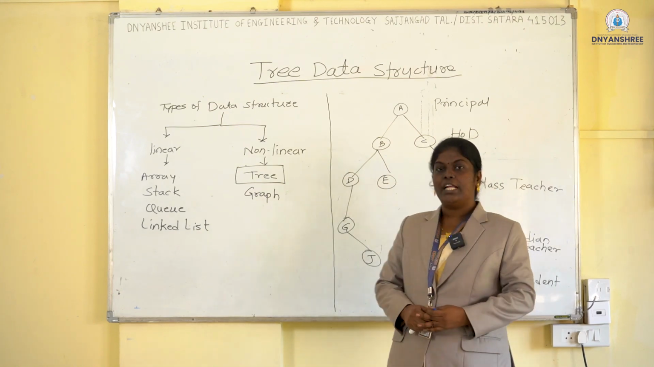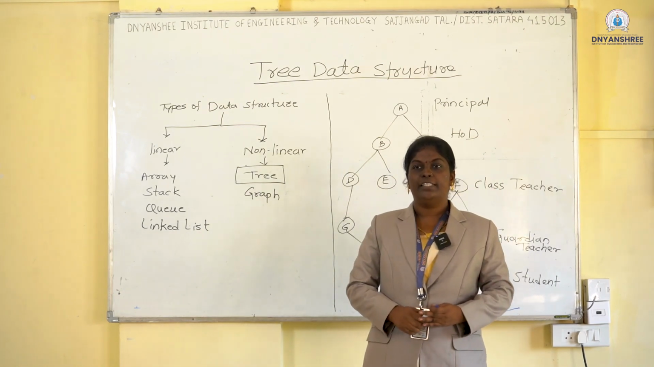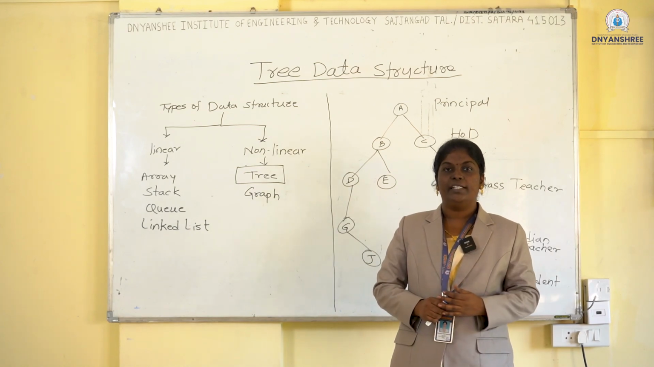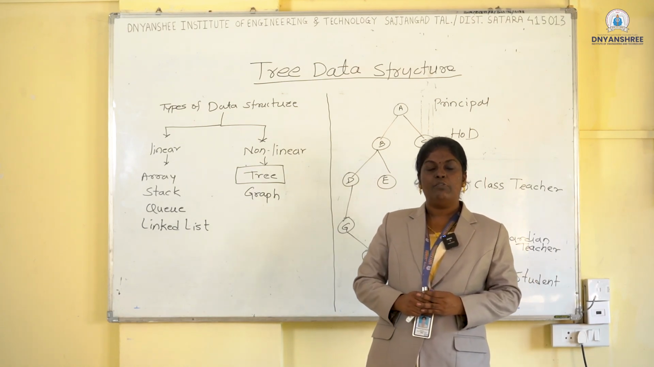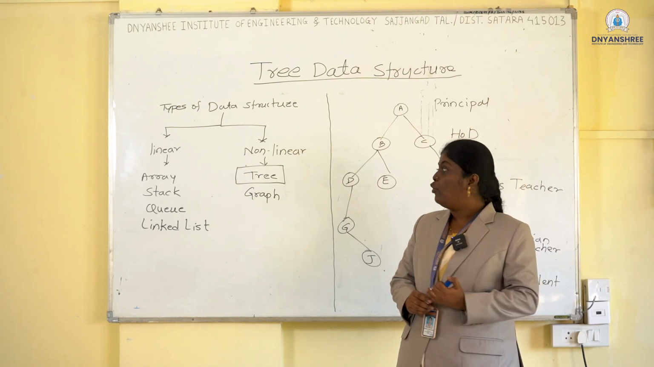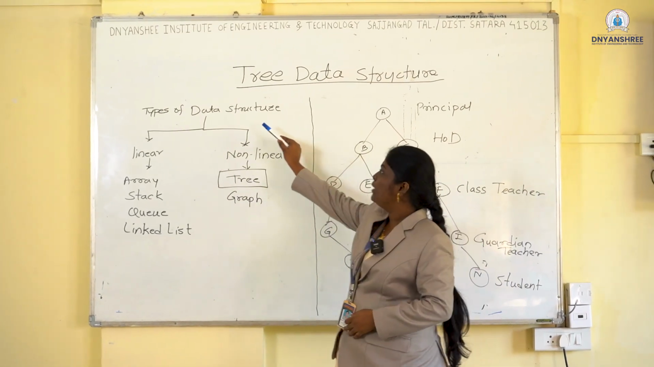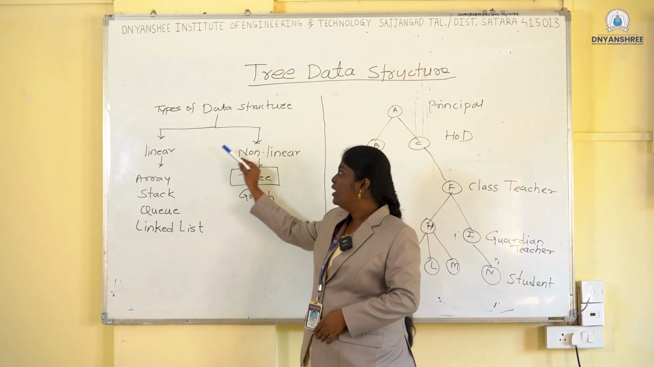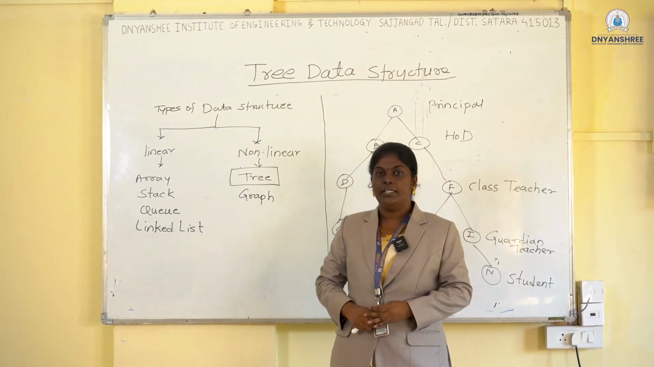So first of all, we'll try to know what is data structure. Data structure is a way how we organize the data, store the data in memory so that we can access the data easily whenever it is required. So basically, there are two types of data structures. One is called a linear data structure and the second one is called a non-linear data structure.